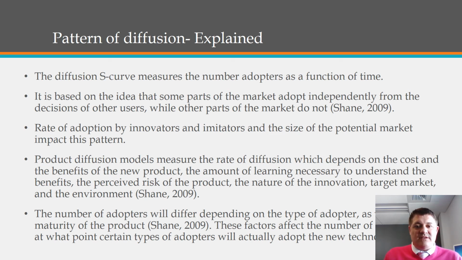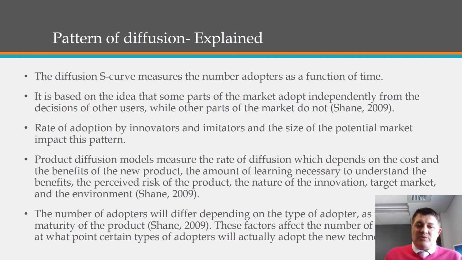It's based on the idea that some parts of the market adopt independently from the decision of other users, while other parts of the market do not. So this basically says that different demographics, different people, adopt the technology at different times in that S-curve. The rate of adoption by innovators and imitators and the size of the potential market impact this pattern. So you saw the early majority and the late majority here. Those groups were the majority of the curve.